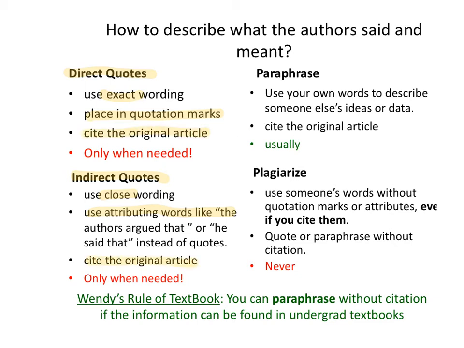And I will say that in scientific writing or even analyzing scientific writing, we usually only use these when needed to indicate the choice of wording by the author or to indicate exactly what conclusion we are talking about in it. More generally in scientific writing, the most common way of referring to other articles is to paraphrase. So paraphrase means using your own words to describe someone else's ideas or data. We still must cite the original article. If we're paraphrasing them, we have to attribute that this is their ideas or their conclusions.